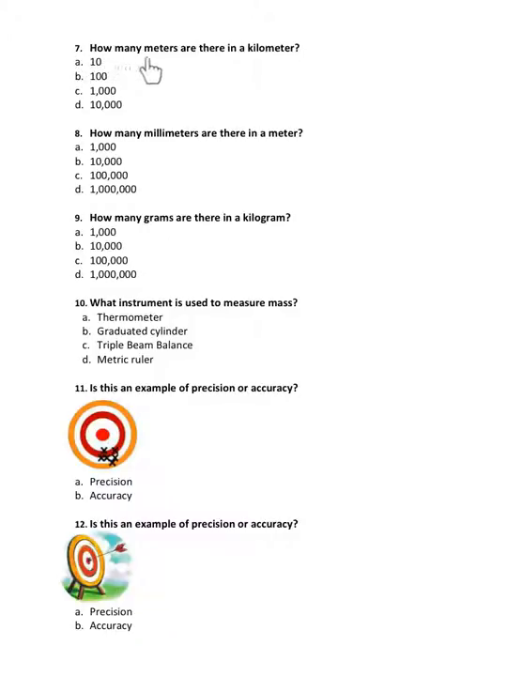Number 7, how many meters are there in a kilometer? A, 10, B, 100, C, 1,000, D, 10,000.